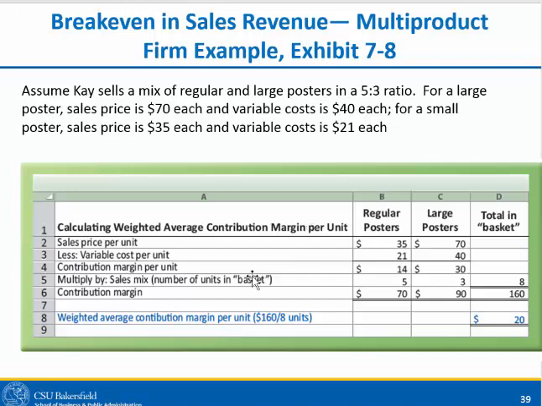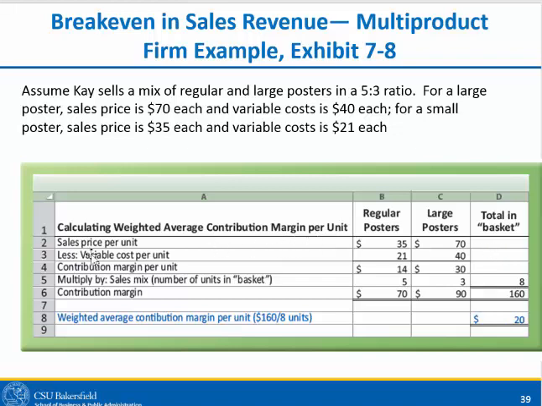So the whole idea is we can take a look at, first of all, we are going to put them into one table to do some analysis here. In this case, you can see that we have one column for regular posters, one column for large posters, and one column so-called total in basket. So the idea is let's focus on each poster.